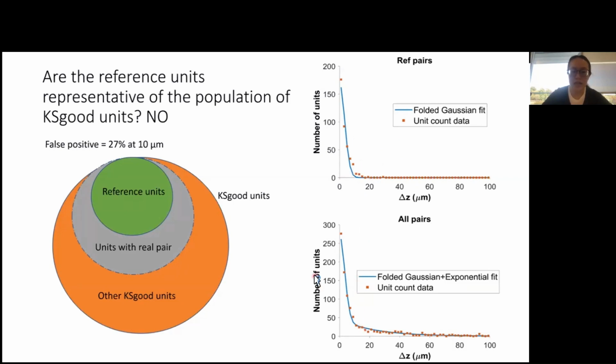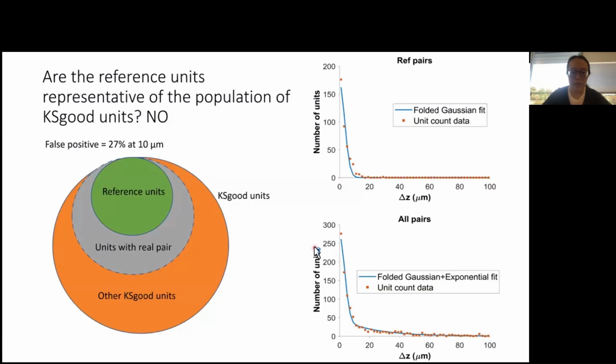I previously mentioned that EMD makes matches for every unit in the set, but in reality, some of them do not have a real match, as we mentioned in the third simulation, and that is where the false positives come from. However, that's not the case in the reference units, because the definition of reference units already makes sure that they have to appear in both datasets. This Venn diagram aims to help you understand the relation between all the Kilosort good units and the units with real pairs. Since we normally do not have reference information in our datasets, we have to consider all the Kilosort good units.